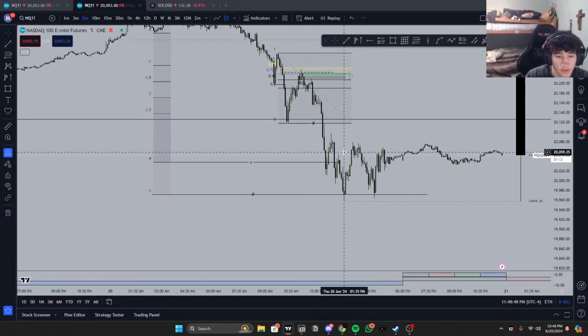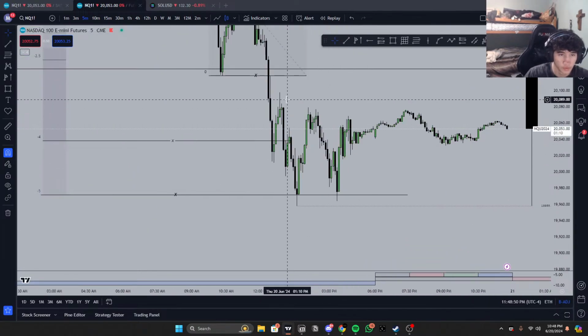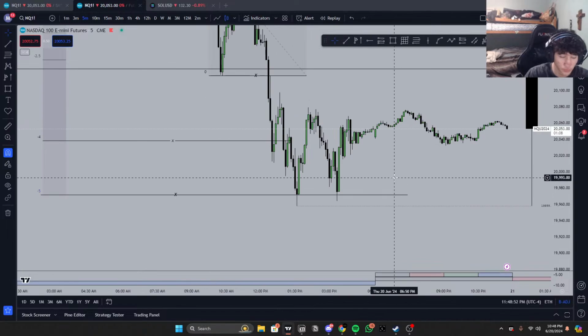And you can see closer to the end of the day at 1:30, we literally ran through that. The bodies respected it perfectly. I know someone took shorts and tried taking out that low and they got stopped at break even, which is pretty sad. But yeah, do we have any questions right now?